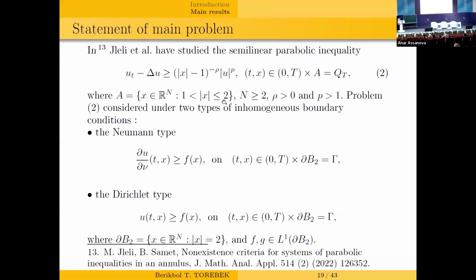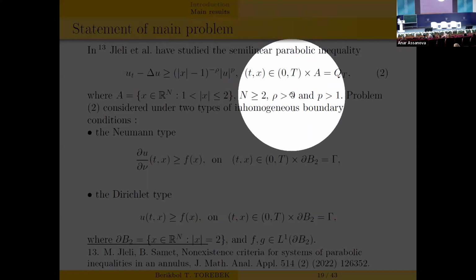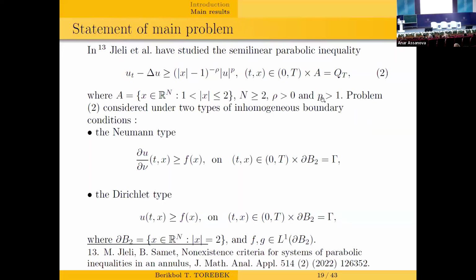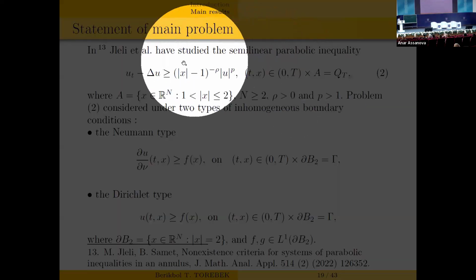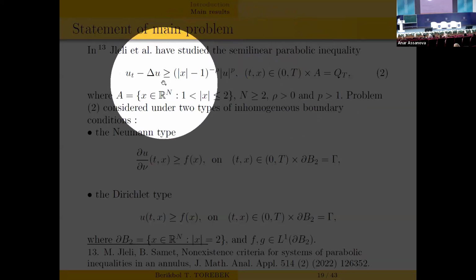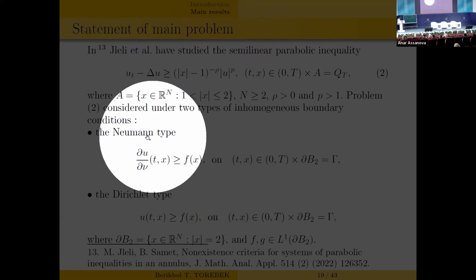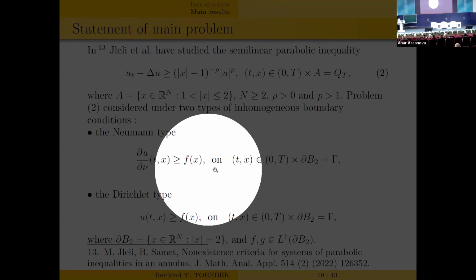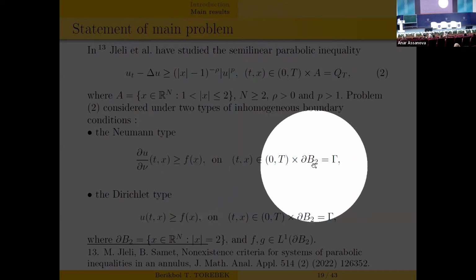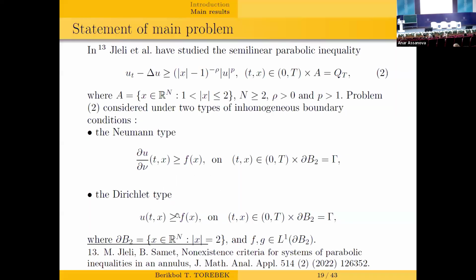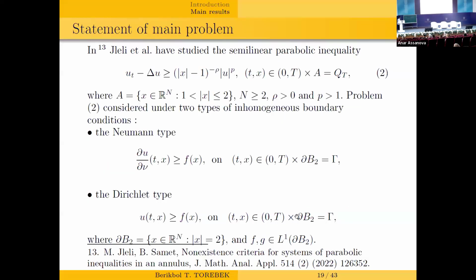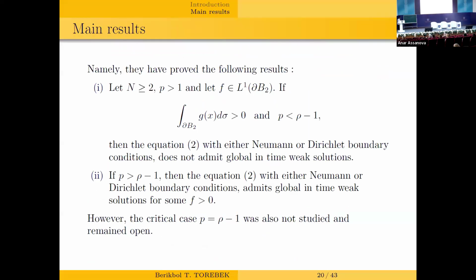Here rho is a strictly positive number, and p is greater than 1. And this equation is considered under two types of inhomogeneous boundary condition. The first one is a Neumann type boundary condition, this one, on the boundary of ball B2. And the second one is a Dirichlet boundary condition. And they proved the following results.